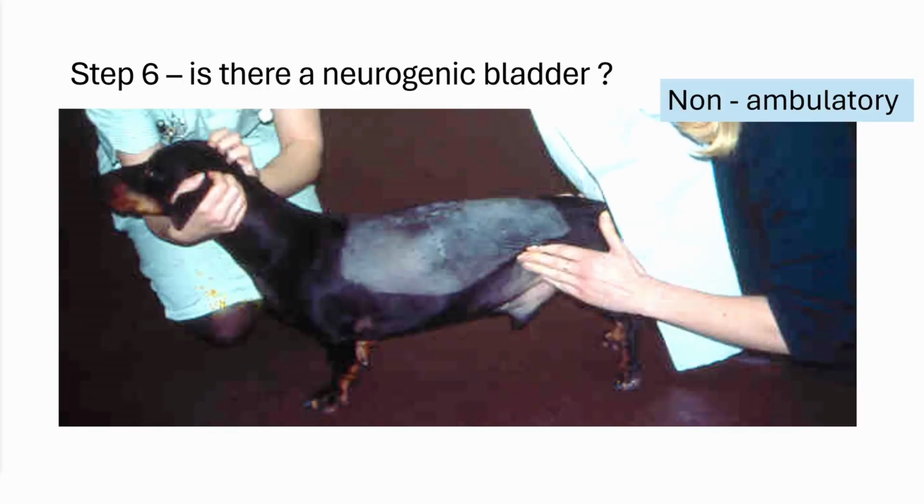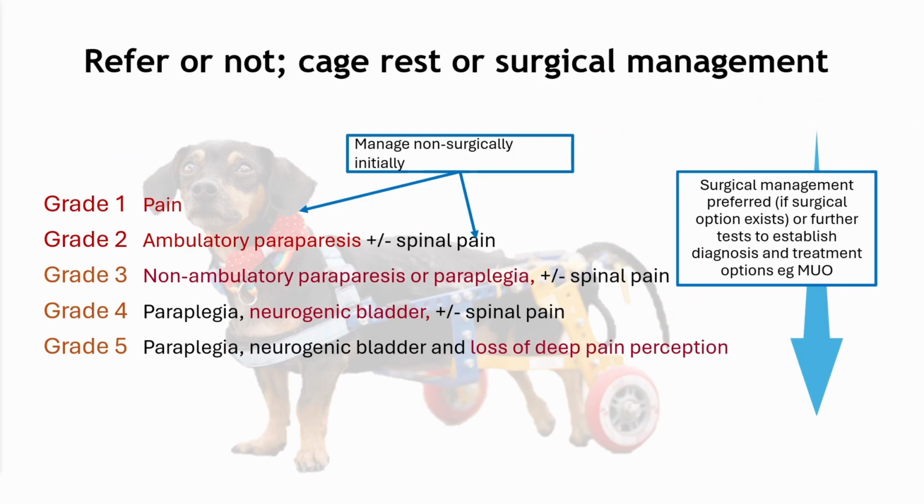Our next step is to assess whether or not there is a neurogenic bladder, and that's simply to assess whether or not we need to manage that neurogenic bladder by expression or perhaps placing an indwelling catheter. So moving on to management, should we refer or not?